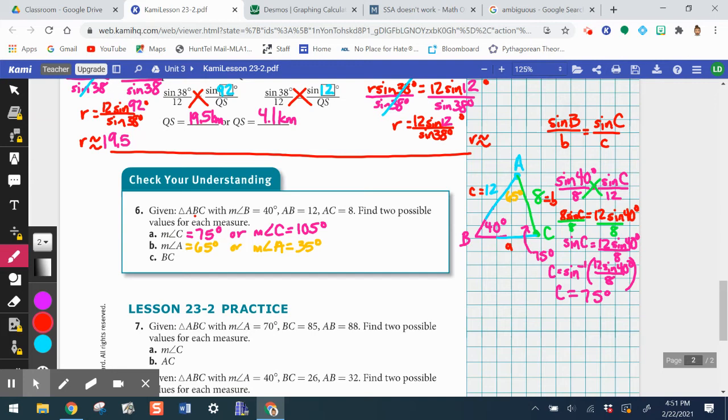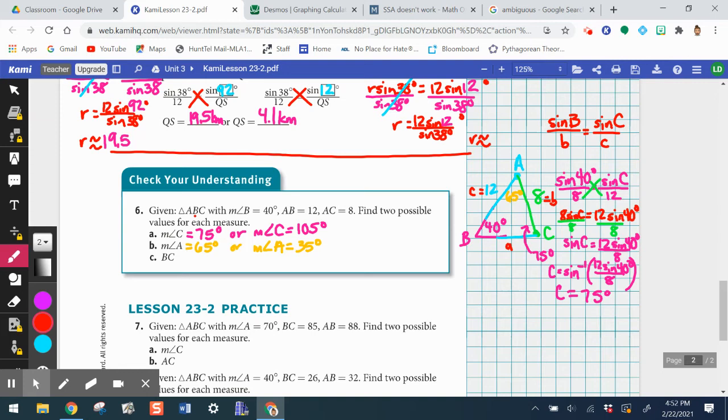So the sine of B over b is equal to the sine of C over c. So I replace angle B with 40 degrees, lowercase b with 8, and notice I labeled them lowercase a, b, and c. We don't know angle C, but we know its opposite side is 12. So then we use cross multiplication. 12 times the sine of 40 degrees equals 8 times the sine of C. Divide both sides by 8 so that it's just sine of C equal to 12 times the sine of 40 over 8. And again, if we are finding an angle measure, which we are, we use the inverse trig function.